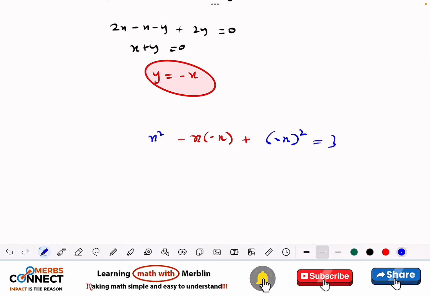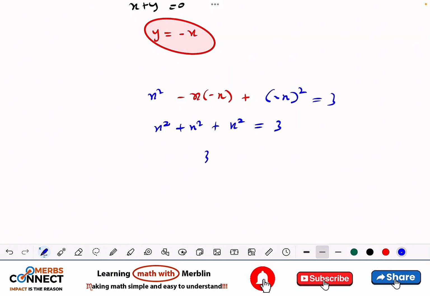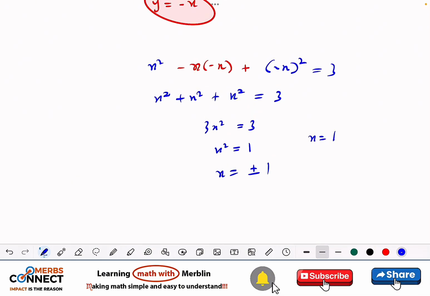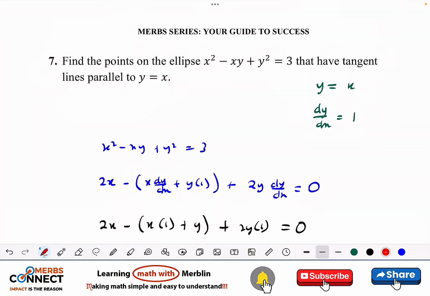So let's do that. This is going to give us x squared plus x squared plus x squared is equal to 3. So 3x squared is equal to 3, and x squared will be equal to 1. And x will be equal to plus or minus 1. When x is equal to 1, y will be minus 1 from this, right? And when x is equal to minus 1, y will be equal to 1. So the points will be (1, minus 1) and (minus 1, 1). This will be the points that we need to find.